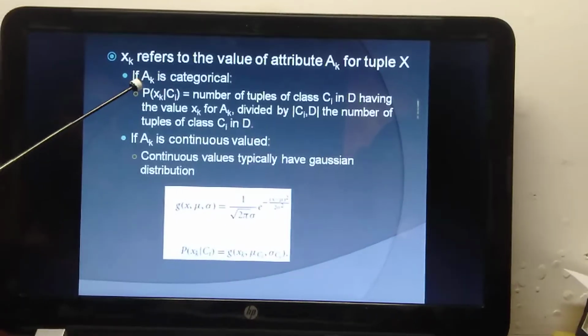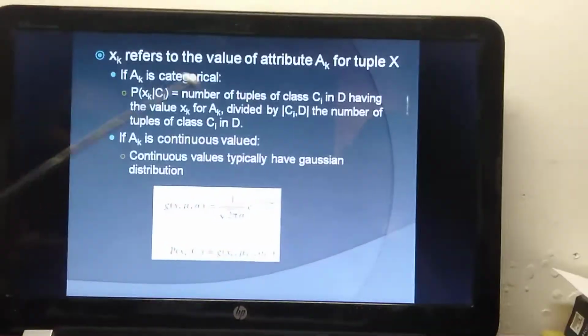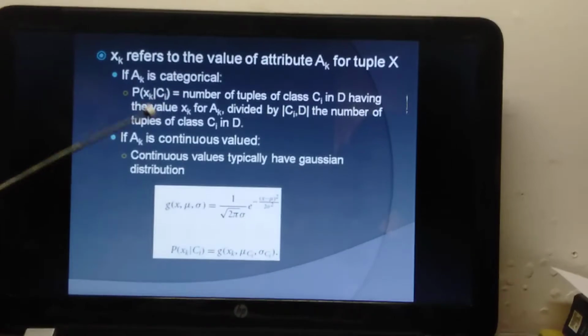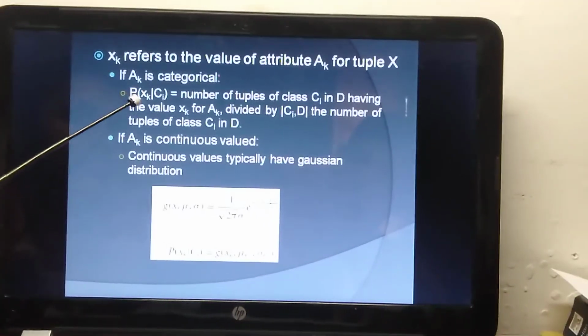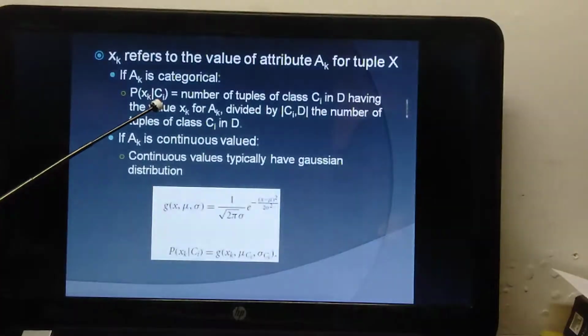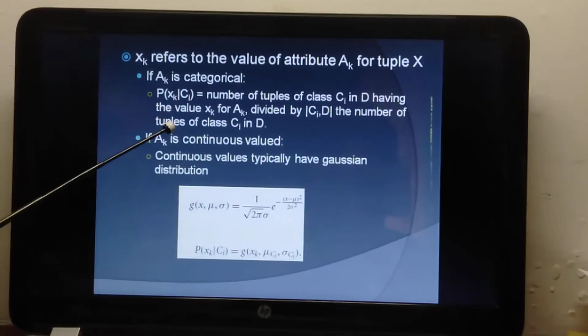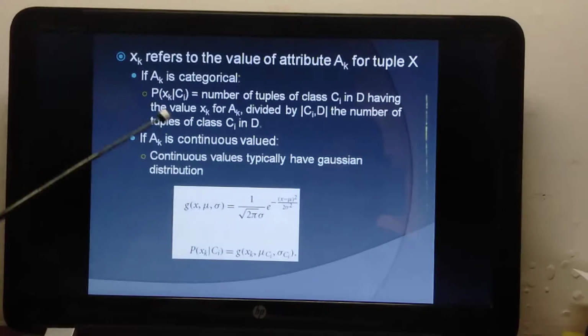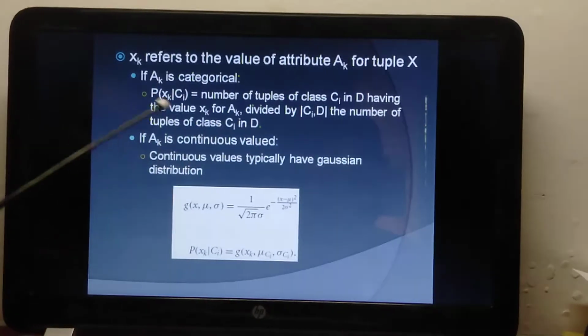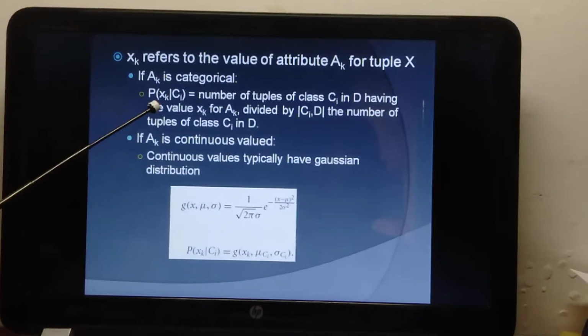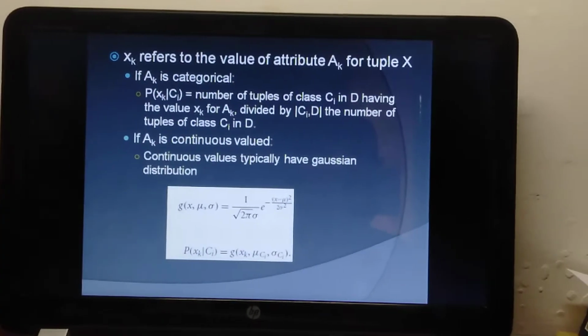Now we need to know one more thing. If the attribute is categorical, then I have to find P of xk given Ci for each of the categories. So if I have age, I will have youth, middle-aged and senior. I have to find P of xk given Ci for youth, for middle-aged and for senior. Now how do I do that?